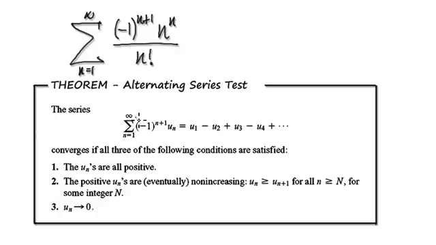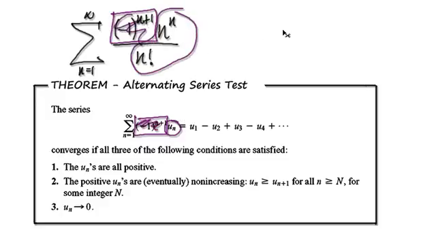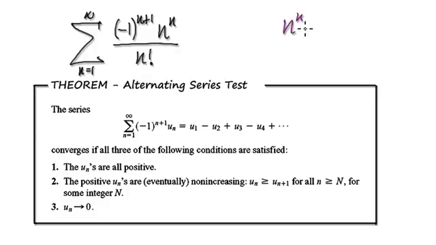When it comes to the alternating series test, you discard the alternating sign and extract your u_n. So your u_n will be n to the power of n over n factorial.